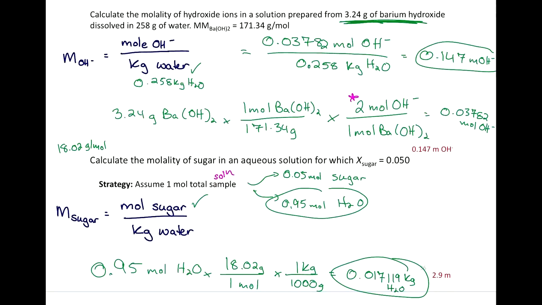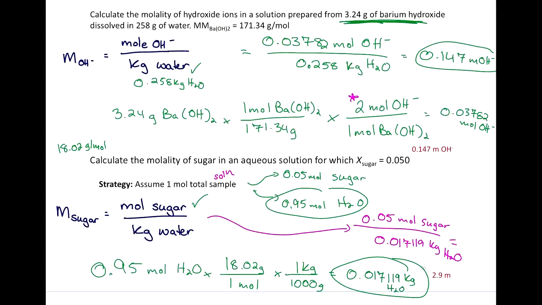All right, and so we can then put everything together and calculate molality, which is going to be 0.05 moles of sugar divided by 0.017119 kilograms of water, and we get that this solution has a 2.9 molality of sugar. Let the units guide you in what to calculate. You know how to do mole conversions. You know how to convert gram amounts, right? But the units themselves tell you what you actually need to do.